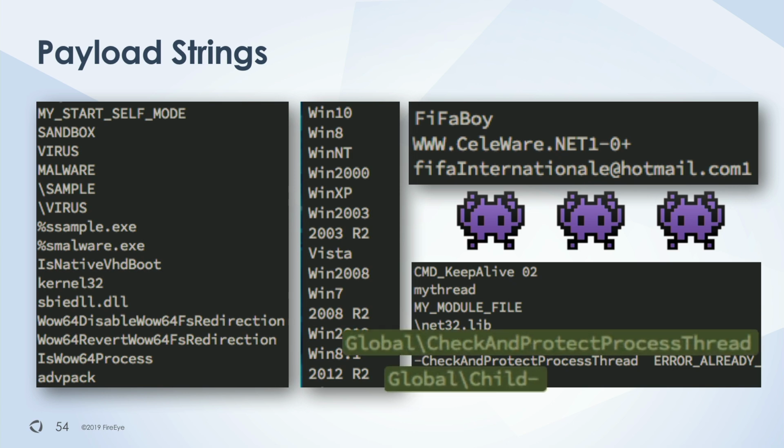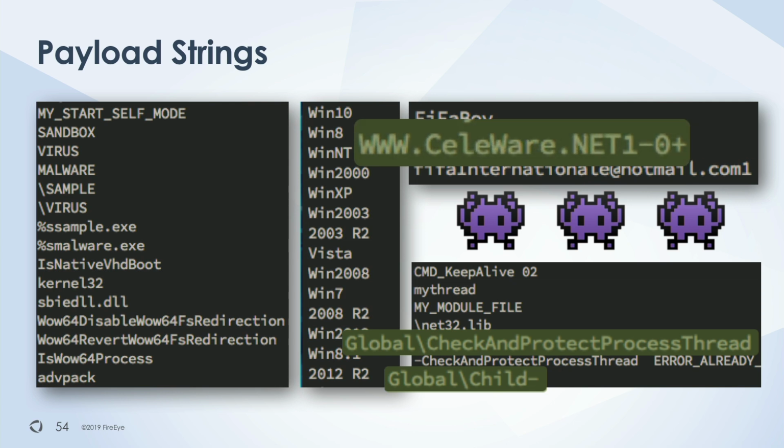In the bottom right, we can actually see strings that correspond to the mutexes that we previously found. So now I have IOCs, and I'm pretty confident they're also malicious IOCs. And then my favorite string I found in here is in the top left, the Celaware.net1. All right, so we'll keep that in mind.